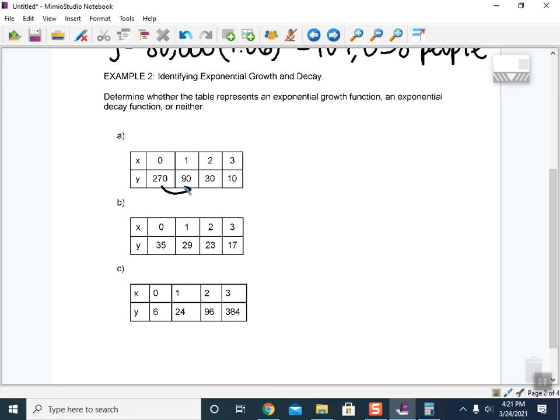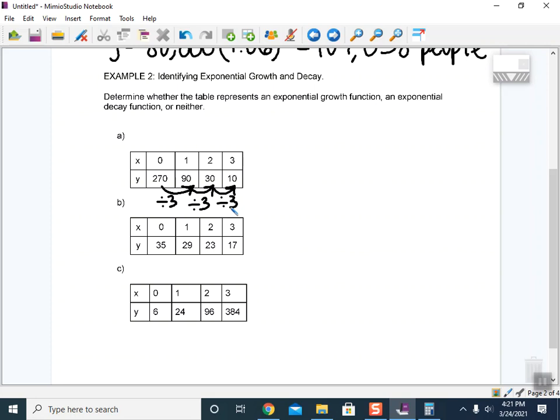If I go from 270 to 90, I'm dividing by 3. 90 to 30, dividing by 3. 30 to 10, divide by 3. When we're dealing with an exponential function, really what we care about is, are we multiplying by the same factor every time? But think about how multiplication and division are related.